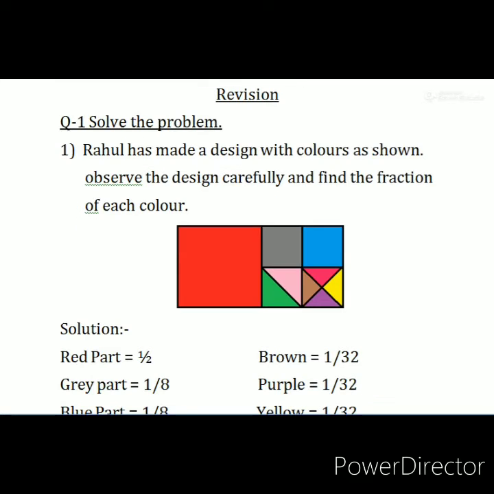First question: Rahul has made a design with different colors. Observe the design carefully and find the fraction of each color. See here, Rahul has drawn a rectangle. Here we have to observe each color and write the fraction of the colors he used to fill the rectangle.